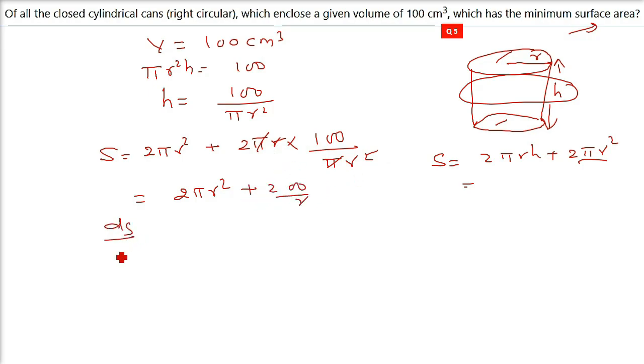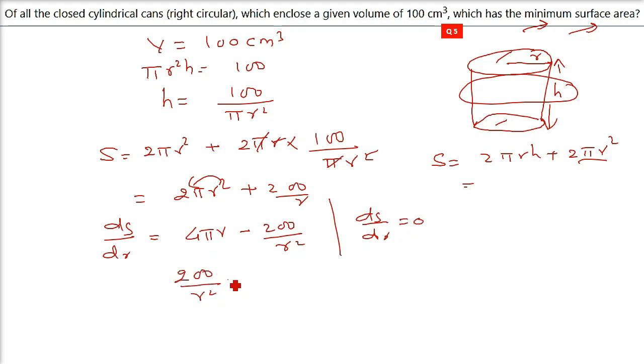Now the second thing is to differentiate this, because we are intending to find the minimum and maximum of surface area. So surface area needs to be differentiated. I am going to differentiate it right now. 2 pi r square plus 200 by r. 2 pi r square gives 4 pi r, minus 200 by r square. This ds by dr has to be equated to 0. So ds by dr equated to 0, we get 4 pi r equals 200 by r square.